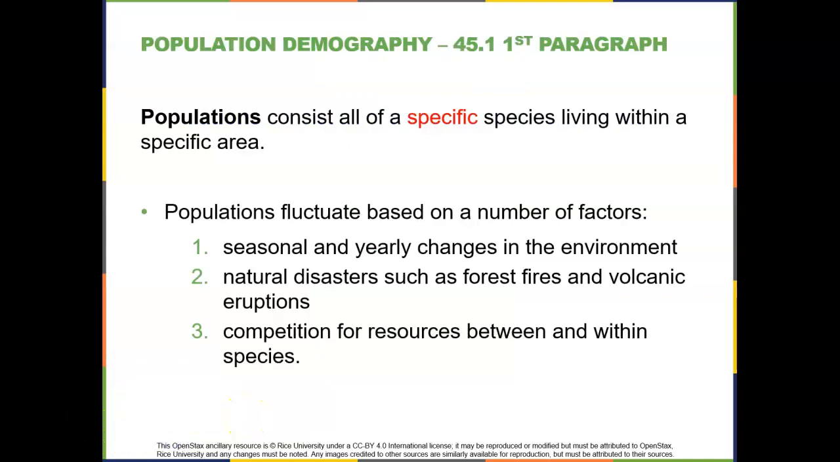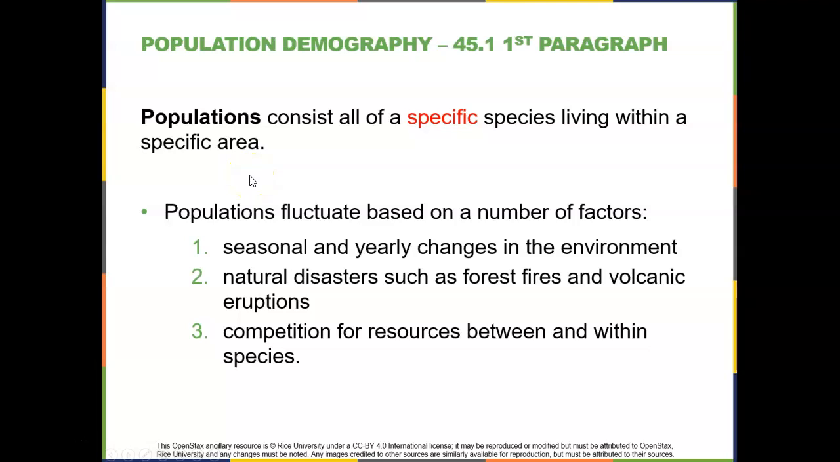So when we talk about populations, remember that populations are a group within a particular area, all of the same species. So the term population refers to individuals in a specific area, but all of the same species. And this introduction comes in the very beginning of chapter 45.1, so we won't be looking at the entire section, but really focusing in on this first bit.